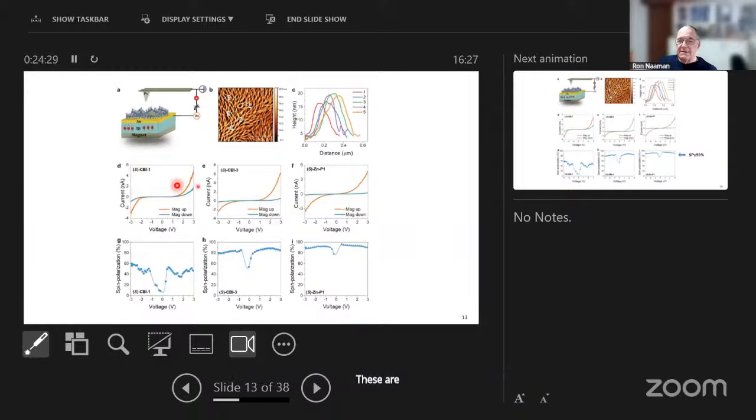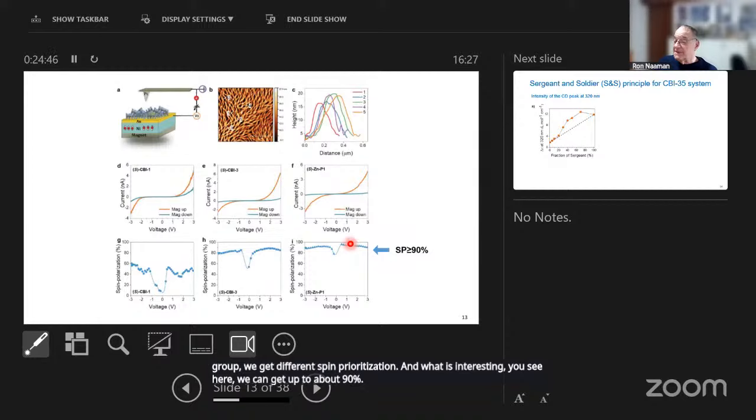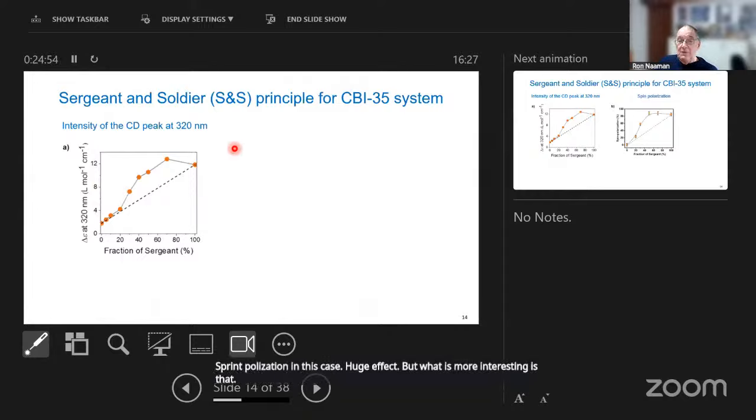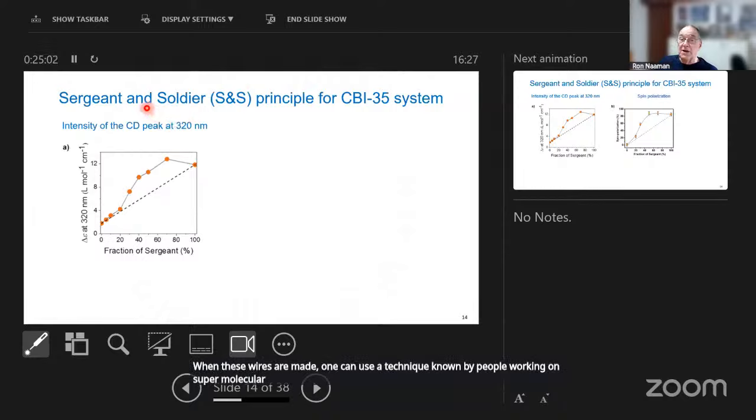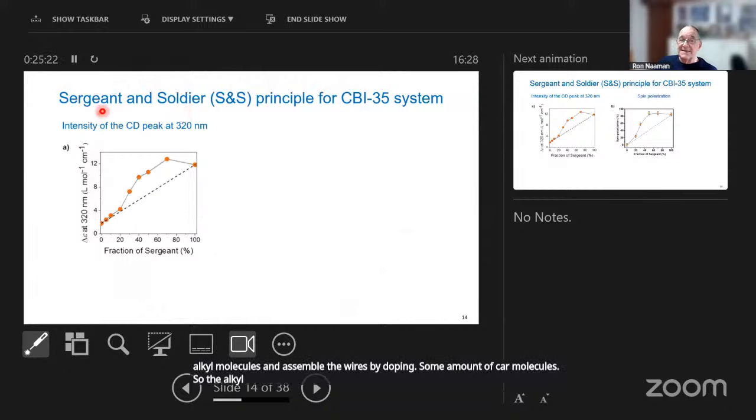And now we measure the spin polarization as we did before for different R. The R's here are all chiral, and you see that indeed, depending on the group, we get different spin polarization. And what is interesting, we can get up to about 90% spin polarization in this case. Huge effect. But what is more interesting is that when these wires are made, one can use a technique known by people working on chiral supramolecular structures. It's called sergeant and soldiers. What it means is that one can take achiral molecules and assemble the wires by doping some amount of chiral molecules. So the achiral molecules are the soldiers, and the chiral molecules are the sergeants.